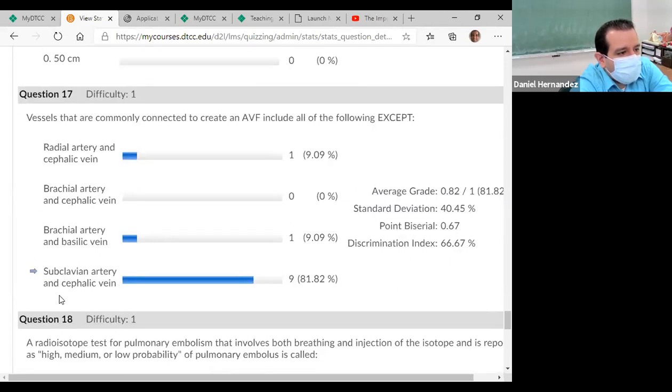And the reason we don't use the subclavian artery and cephalic vein is if we think about where the subclavian artery and the cephalic vein are, up in the chest, you really have a short segment of that cephalic vein that you could utilize as your fistula. So it doesn't make sense to try and connect those two. Whereas when we're connecting these other vessels, we have a large segment of vein that they could use for doing their dialysis.